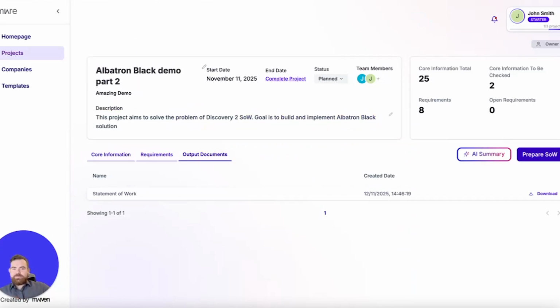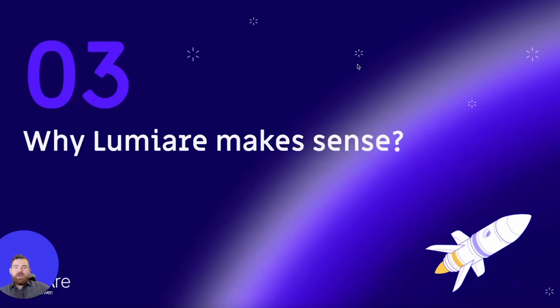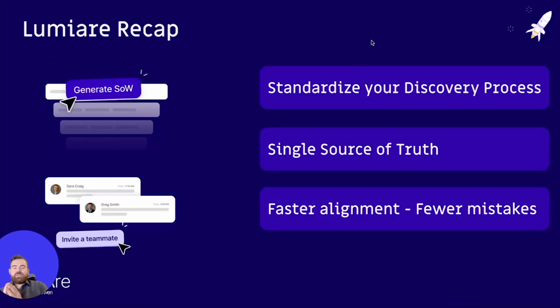So let's recap. Why does Lumiare make sense? We have gone through templates and how we are able to standardize a discovery process. Every single time we run an engagement, we can use the same context information that we need in order to produce an output. Lumiare serves as a single source of truth for the whole project, which can help us come back to one place to discuss, align, and think about a project from a single point of direction. It provides faster alignment and simply fewer mistakes.